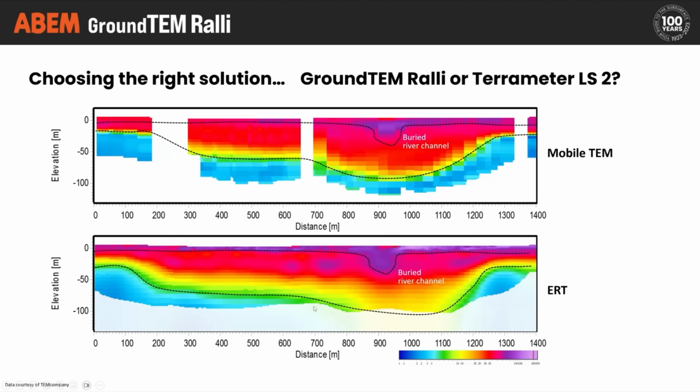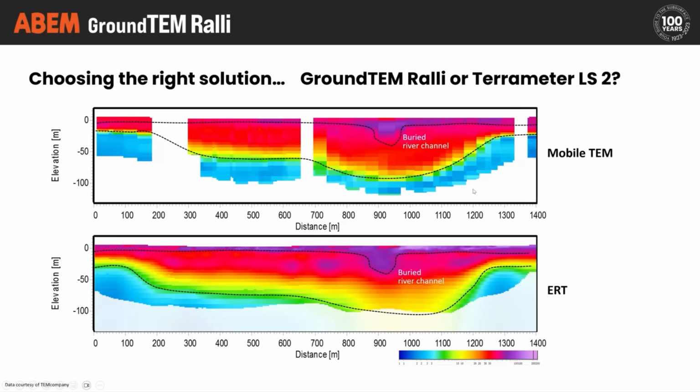So what are the differences? Well, again, the ERT is providing us with more near surface information. It is defining the extent of that buried river channel a bit more tightly because it's dealing with that higher resistivity a little bit better. And it's giving us a bit more information about higher resistivity variation in that mid area.